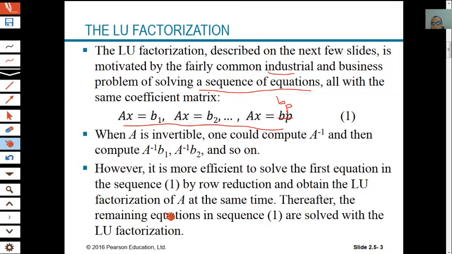And also the LU factorization is useful when computing the determinant of this matrix, and it is also useful when we find the inverse.